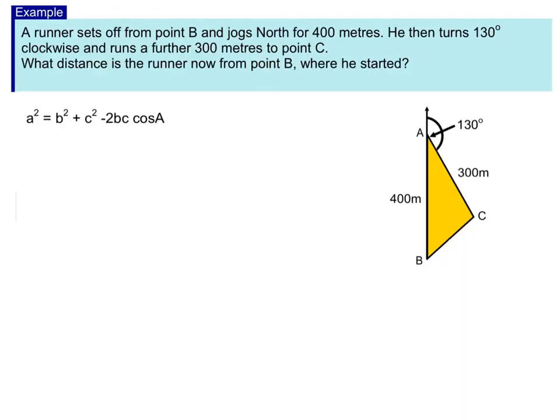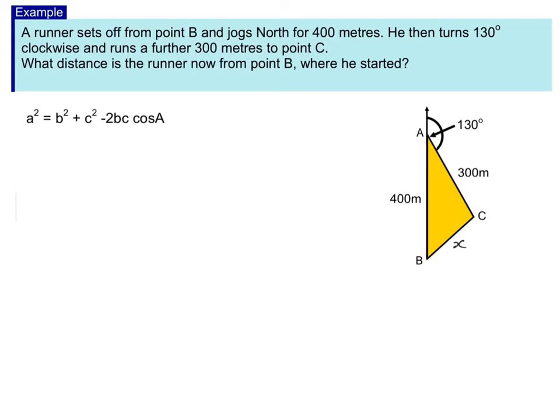Right, a slightly wordier question here. So we've got a runner who sets off from point B and jogs north for 400 metres. He then turns 130 degrees clockwise and runs a further 300 metres to point C. What distance is the runner now from point B where he started? I.e., what is this distance here? So we're trying to find this distance on the diagram, which I've marked with a little x.